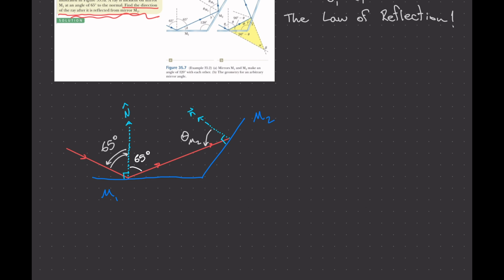By the same law of reflection that we used over here, we will use it again and see that this light ray bounces off somewhere in this direction. Let me redo this like this. And we have the angle which we are looking for, theta M2 prime. It's going to be the same as theta M2. But how can we find this angle? Well, take a look at the whole picture.